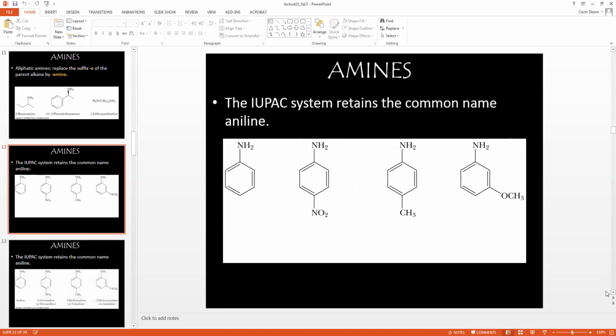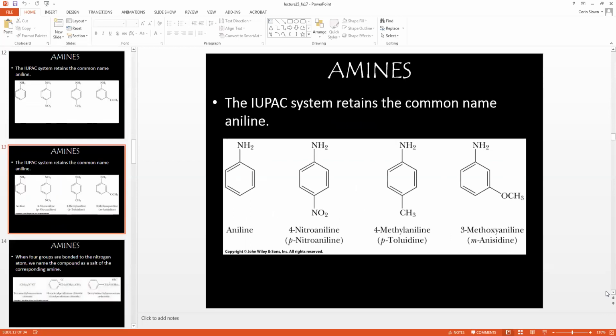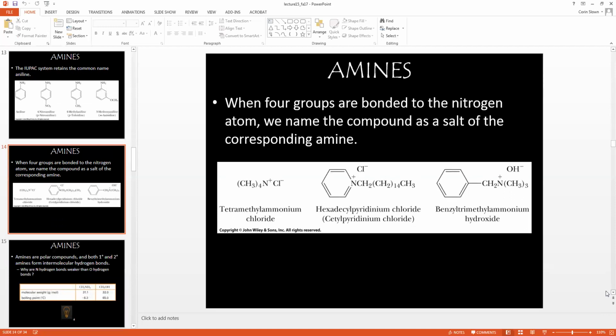It's important, too, to remember that the IUPAC system also retains the common name aniline. So if we think about how we would name these compounds, they're all derivatives of aniline, whether that's 4-nitroaniline, 4-methylaniline, or 3-methoxyaniline. When we have four groups that are bonded to the nitrogen atom, we actually name that compound as a salt of the corresponding amine. So for example, tetramethylammonium chloride is a salt, or hexadecylpyridinium chloride is a salt, or benzyltrimethylammonium is a salt.